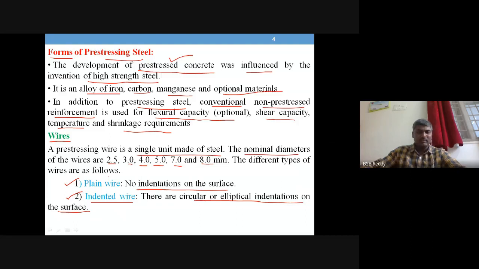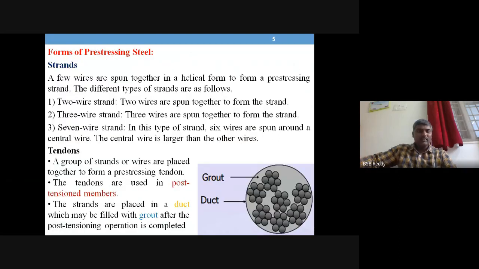So a wire is a single unit, available in diameters from 2.5 mm to 8 mm. And there are two types of wires, plain and indented wires, according to the requirement. If you want the bond strength to be improved, we will use indented wire. That's about the first form of prestressing steel, which is wire.